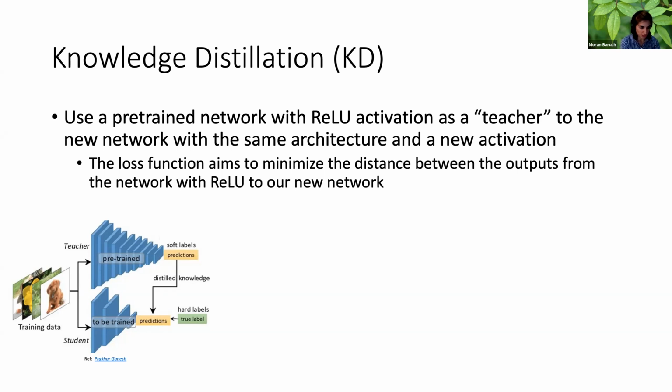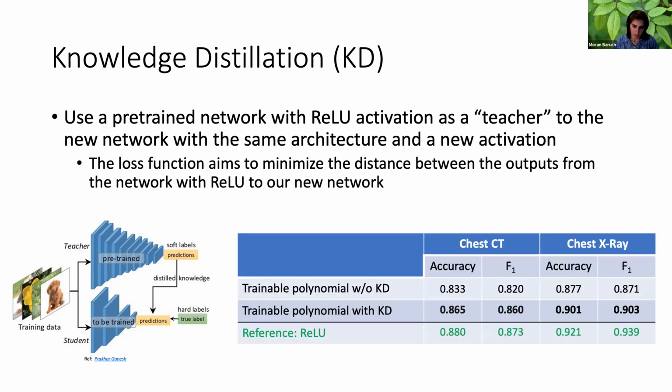In our case, for HE, we don't want to reduce the number of layers, but we would like to use as a teacher the model with the prohibited activations. So the teacher model will be the original network with max pooling and ReLU, and the student model will be the one with the trainable activation and average pooling. The teacher model will let the student model learn how to choose the right coefficients and the other weights as well. And we see here that now with the polynomial and knowledge distillation, we are only 1 to 3% away from the reference with ReLU.